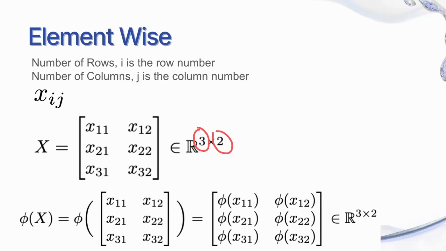And the element itself is determined by this ij number, where i is your row number and j is your column number. So as an example, x11 would be row 1, column 1, and this would be the 1,1 element. And this would be row 2, column 1. Now, when we say element-wise, we mean that when we apply this activation function to this matrix, we apply it to every single number stored in this matrix. That's what we mean by element-wise.